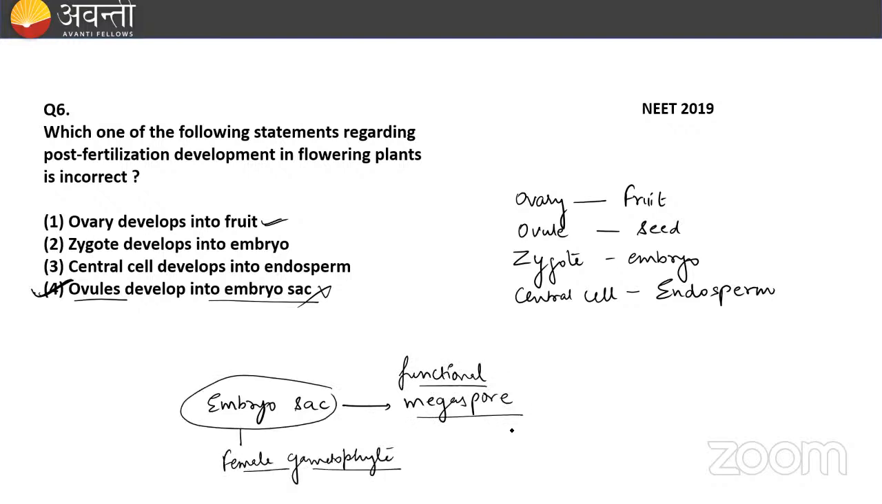Why is this name given female gametophyte? Gametophyte means the plant body which bears the gametes, because embryo sac is the one which has the gamete. Because inside this embryo sac, this egg apparatus is present at the micropylar end, which consists of 2 synergid and 1 egg cell. And at the chalazal end, these 3 antipodal cells are present. That is why the embryo sac is also known as female gametophyte. So the correct option is ovule develops into embryo sac.